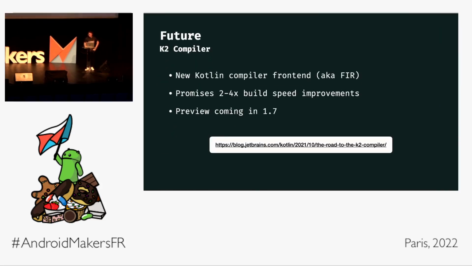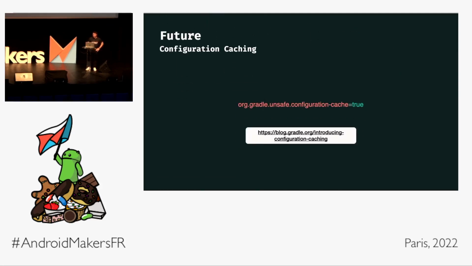The other big thing on the horizon is the new K2 compiler. This is reaching beta or a preview in Kotlin 1.7, I think. They've promised different build speed improvements. I think the current value is around 2 to 4x improvement. They've also got a blog post and a video in there that you can check out.